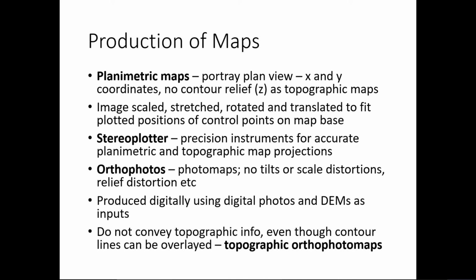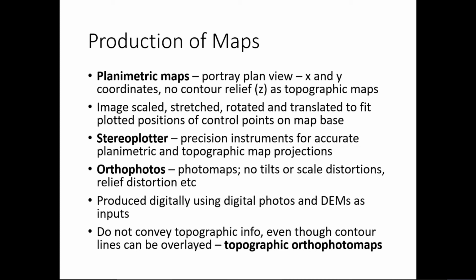Images can be scaled, stretched, rotated and translated to fit the plotted positions of control points on the map base. As I mentioned earlier, if you know some of the ground control points, you pin those points on the photograph, and you can stretch, scale, rotate and translate the image. All these image processing techniques are adopted to match the exact ground coordinates.